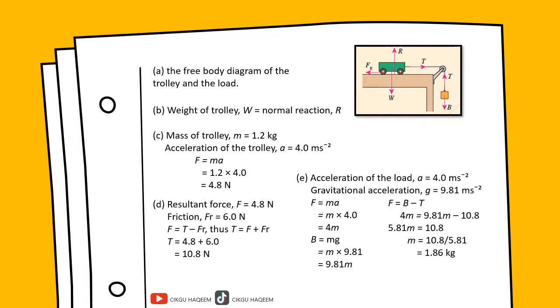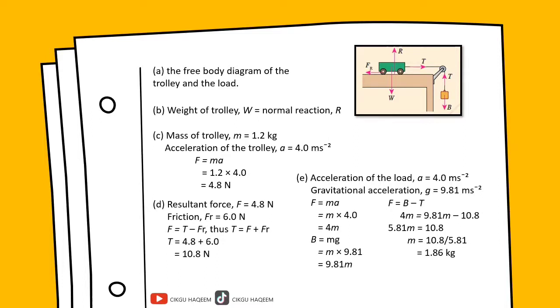Okay, for question E, you're asking what is the mass of the load. Given the acceleration of the load is 4.0 meter per second squared, and the gravitational acceleration g is equal to 9.81 meter per second squared. The acceleration of the load follows the acceleration of the trolley, because the load is pulling the trolley with the same acceleration.